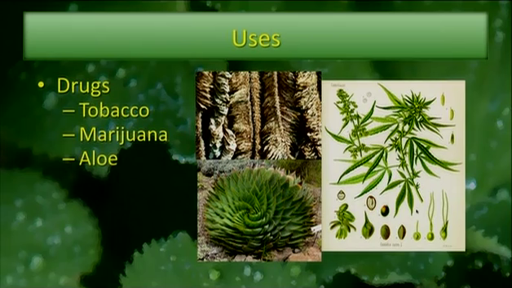Now aloe, the exudate is used for burns as well as to aid digestion. So this is another plant that actually can be used internally as well as externally.